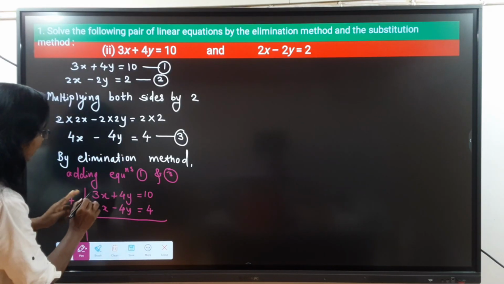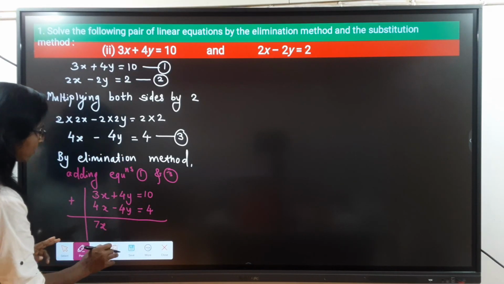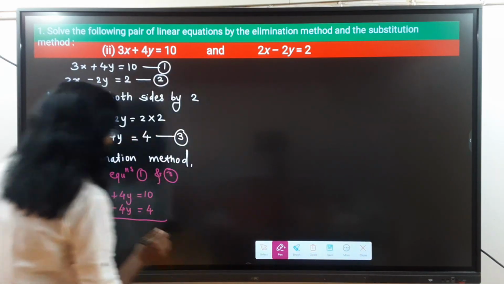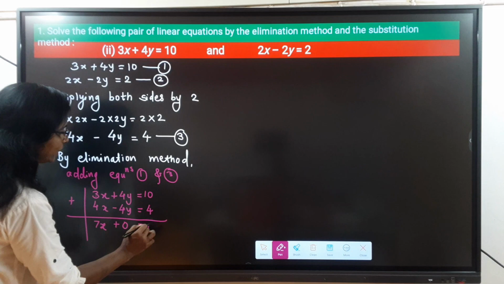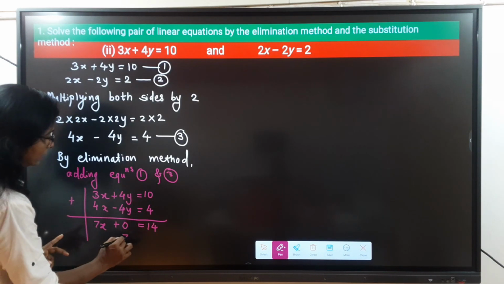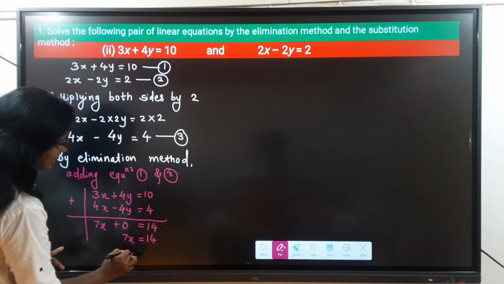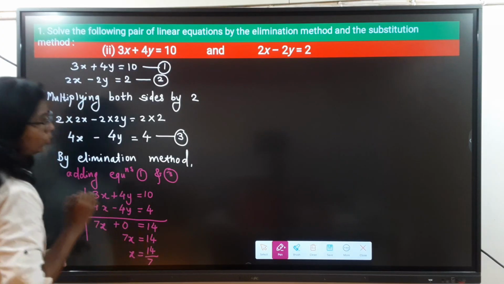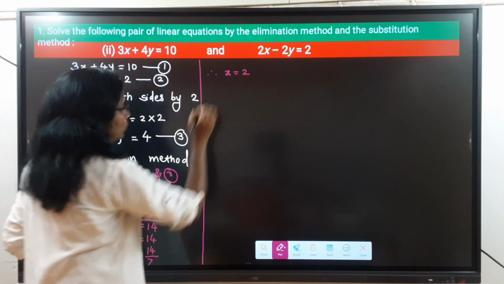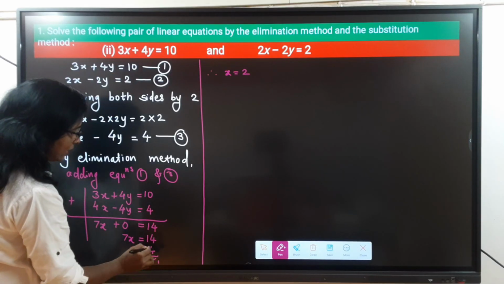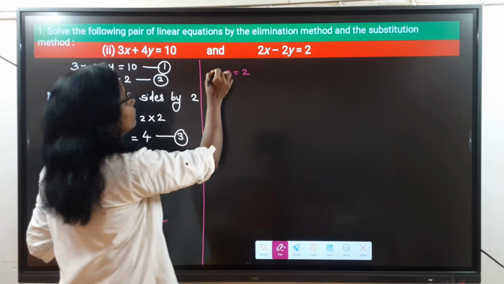So that means here students 3x plus 4x, that is 7x. And then here students plus 4y minus 4y, which is equal to 0. Now here 10 plus 4, that is 14. Now 7x plus 0, that is 7x, which is equal to 14. So x is equal to 14 upon 7. So here that means students x is equal to 2. 7 1s are 7 and 7 2s are 14. So x is equal to 2.